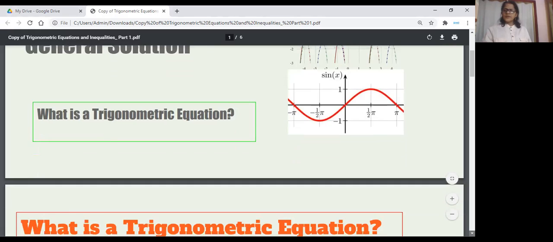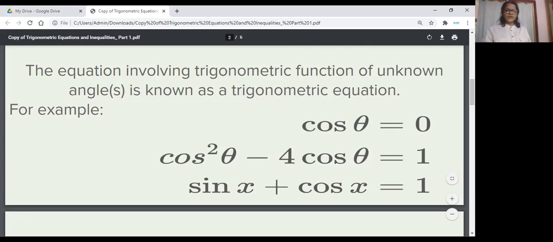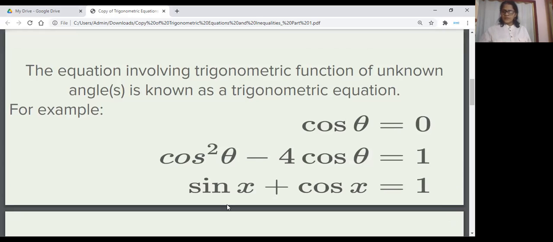So what is a trigonometric equation? An equation involving trigonometric functions. Whenever we talk about an algebraic equation, we have some variable associated with it, right? Whenever you say x square plus 5x plus 6 equal to 0, or 3x plus 2 equal to 0, solving the equation means you want the value of the variable. So an equation always involves a variable, right?